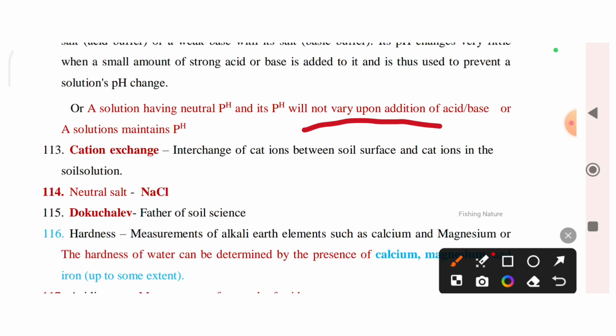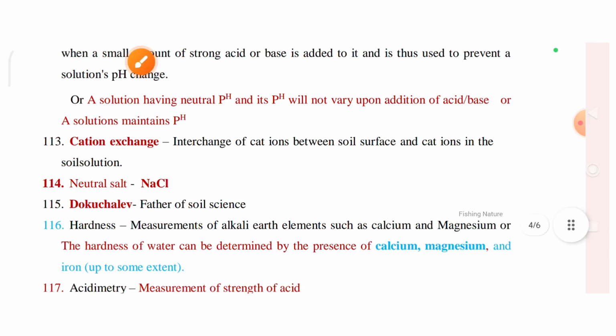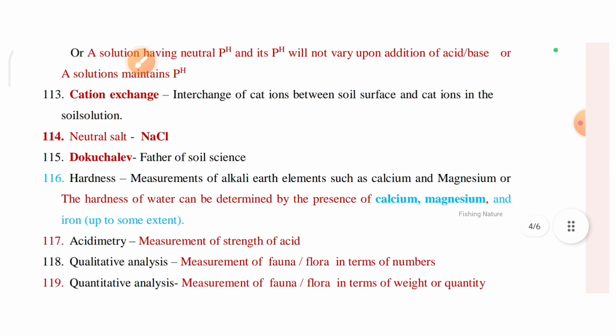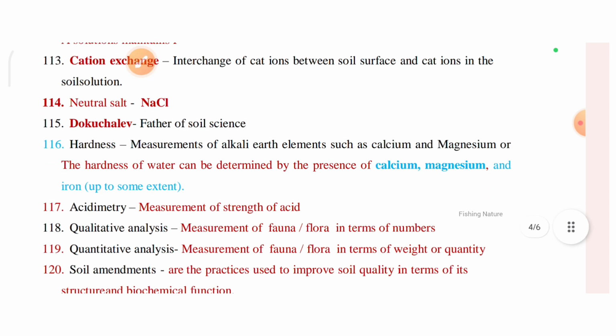Next, cation. Cation exchange is the interchange of cations between the soil surface and cations in the soil solution. It is cation exchange. It exchanges between the surface and the solution. Next, neutral salt. It is NaCl. Next, Dokuchaev is the father of soil science.